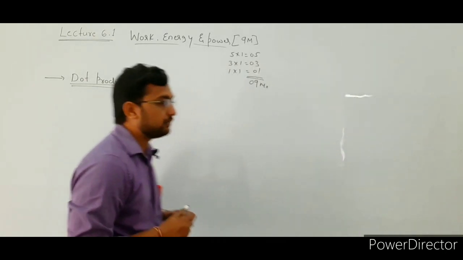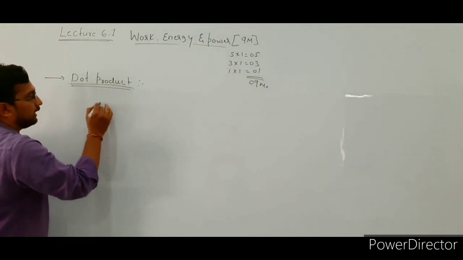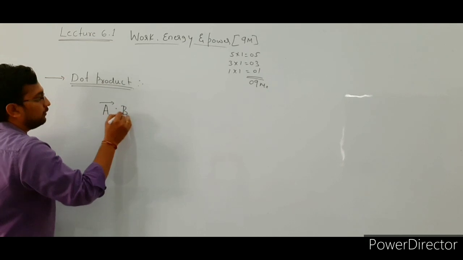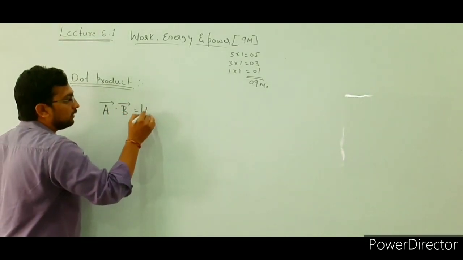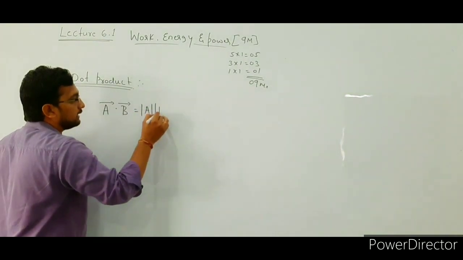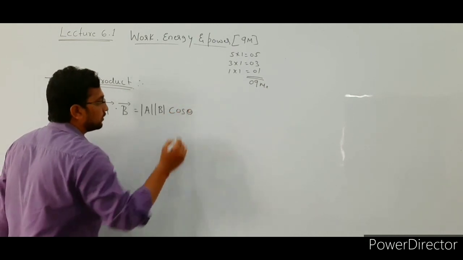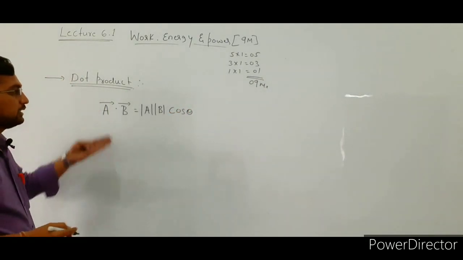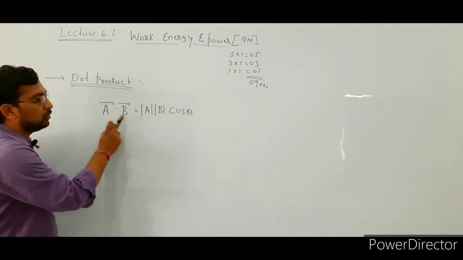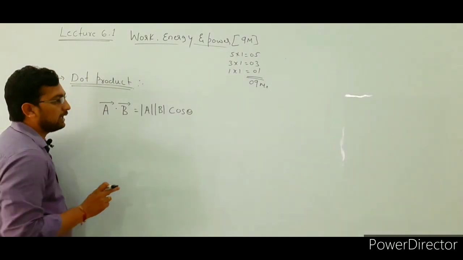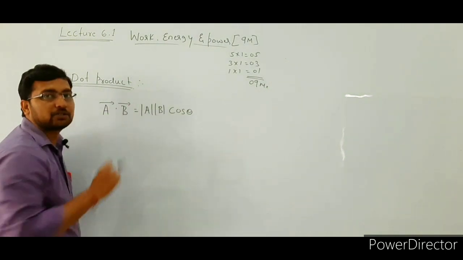Okay, see here, in this case we are considering two vectors. The first one is the A vector dot B vector, that is equal to the magnitude of the first vector into the magnitude of the second vector into cos of the angle between them. So this is the definition of a dot product: the product of their magnitudes and the cosine of the angle between these two vectors.